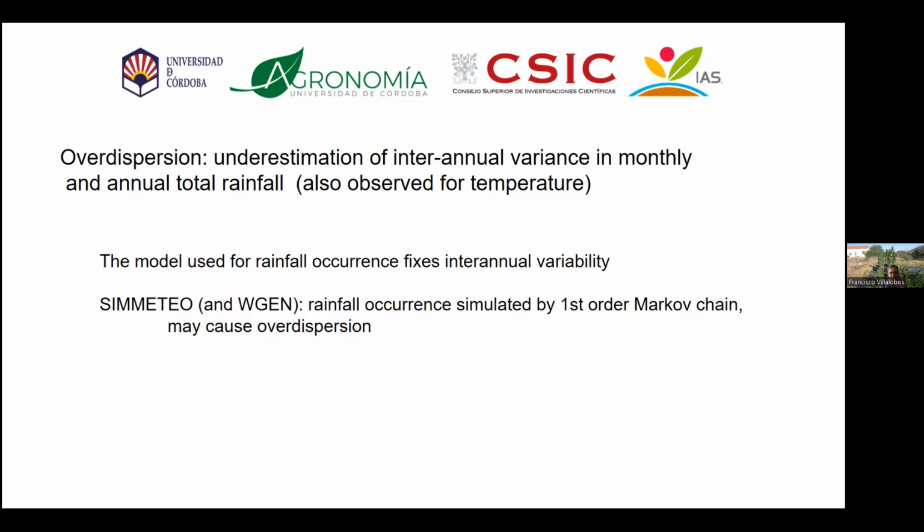The problem of over-dispersion is the general underestimation of interannual variance in monthly and annual total rainfall, although it has also been observed for temperature. This phenomenon is related to the predetermination of interannual variability by the model of rainfall occurrence. For instance, in SIMMETEO and its parent model, which was WGEN, the rainfall occurrence is simulated using a first-order Markov chain, and that may cause over-dispersion.